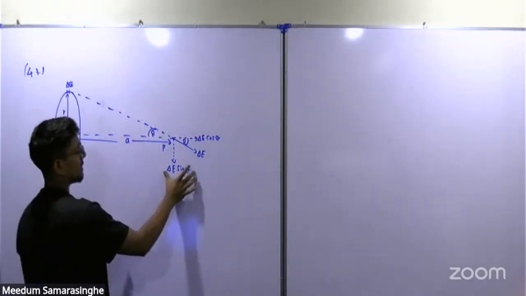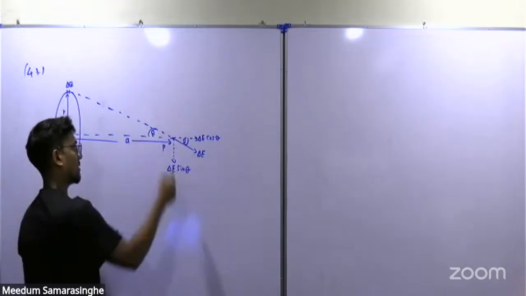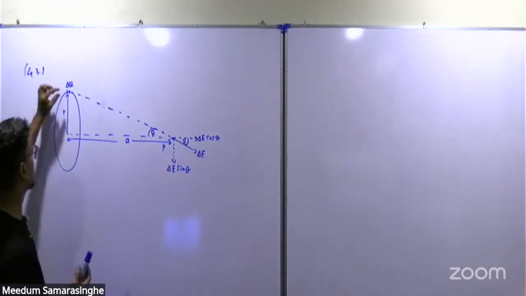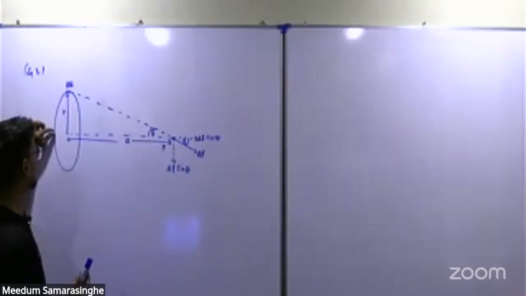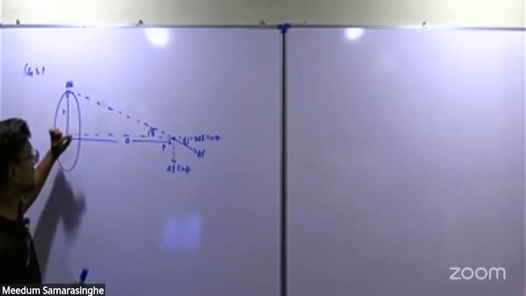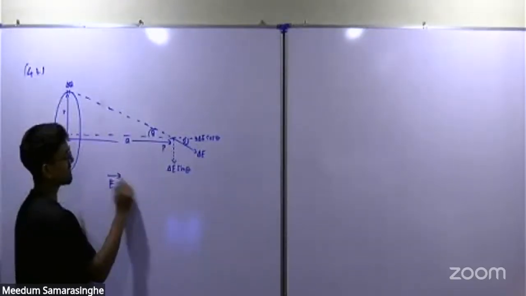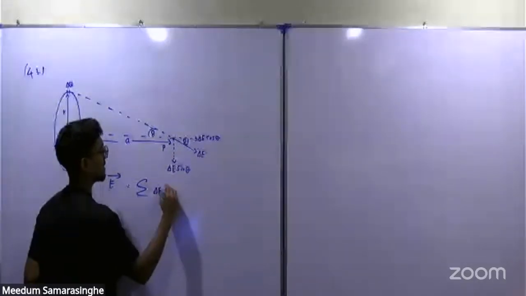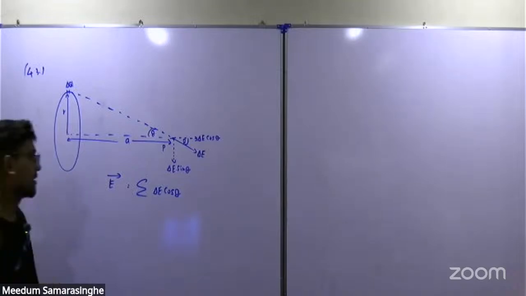You don't need to consider the E sin theta components. Why? Each E sin theta component will be cancelled by the opposite point charge. That means the E sin theta component of this charge will be cancelled by this charge, right? So the resultant electric field is in this direction, that is the sum of delta E cos theta components, right? I think you can understand.